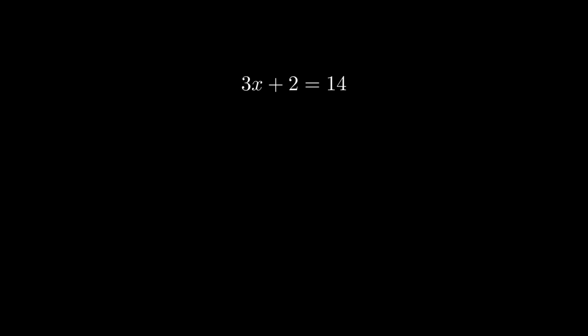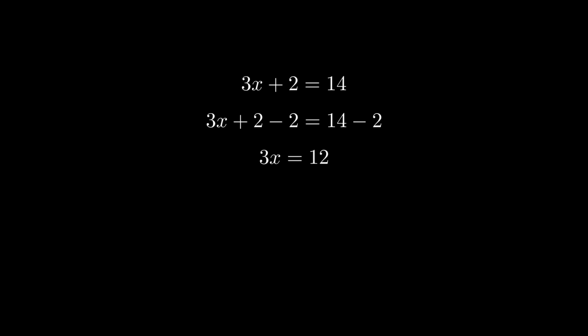Step 1. Isolate the variable x. We start by eliminating the 2 on the left-hand side by subtracting 2 from both sides. That gives us 3x plus 2 minus 2 is equal to 14 minus 2. Simplify to get 3x equals 12.